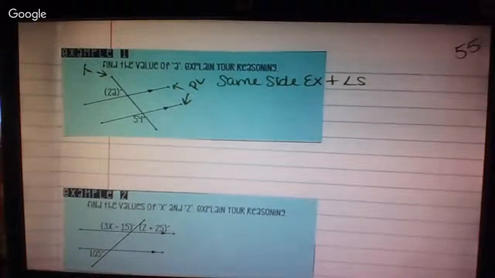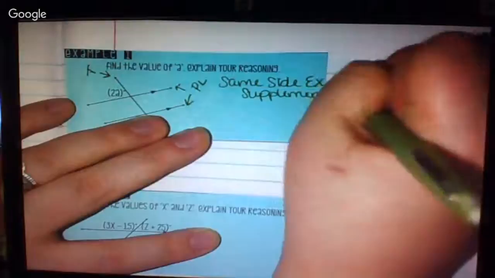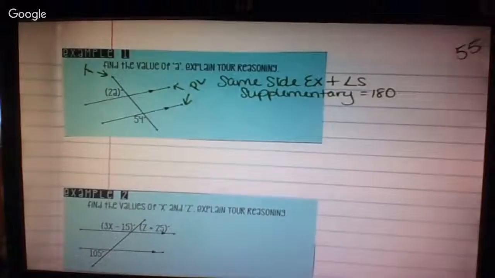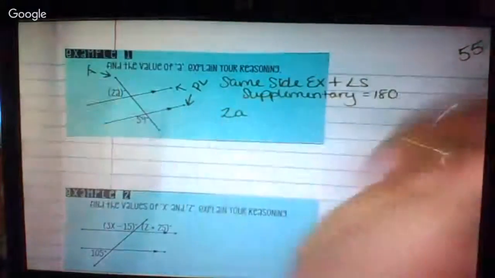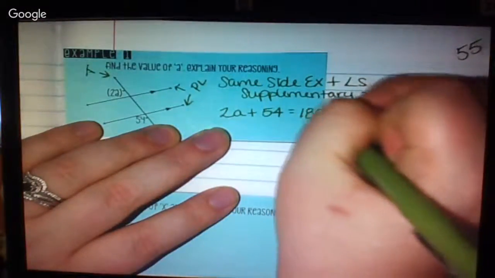Okay, so these are same side. So are these congruent or supplementary? Supplementary. Remember, same side starts with an S. Supplementary starts with an S. So these are supplementary, which means what? They equal 180. So I can set this one up as 2A plus 54 equals 180.